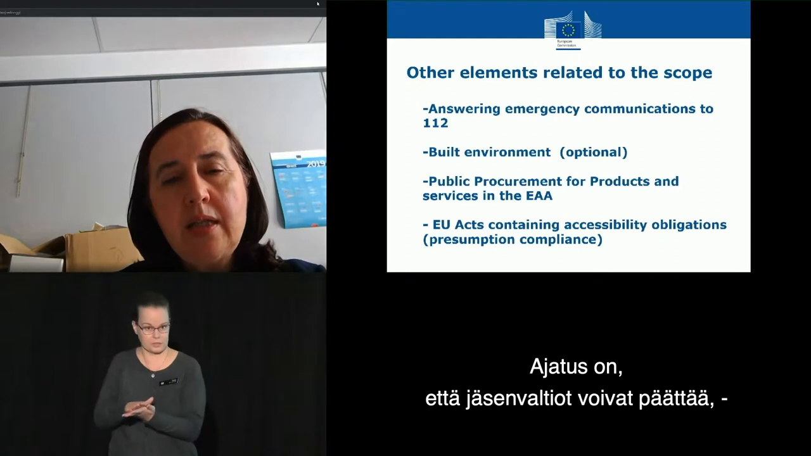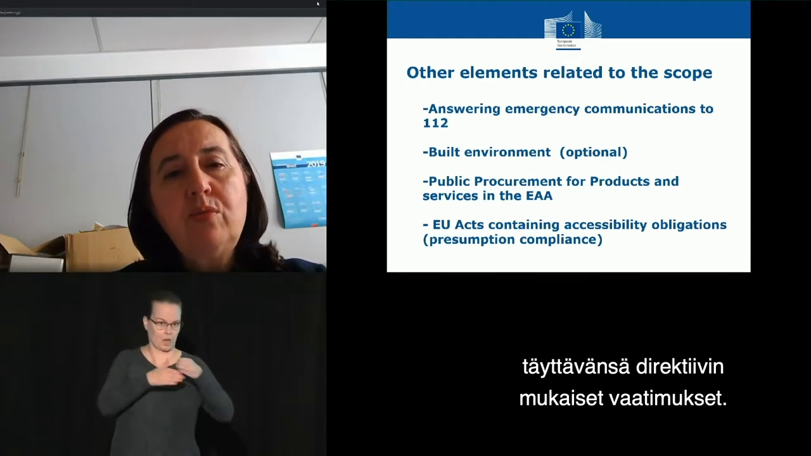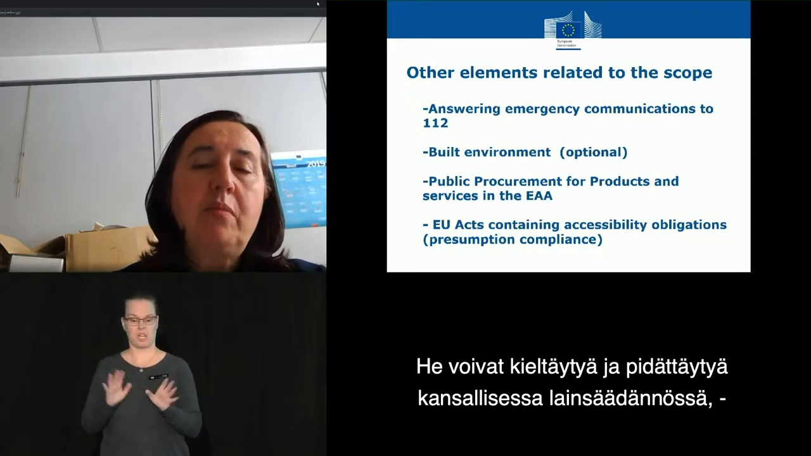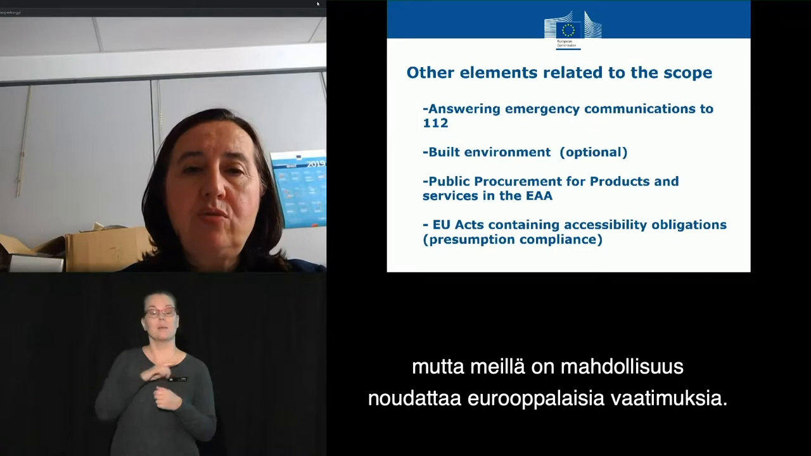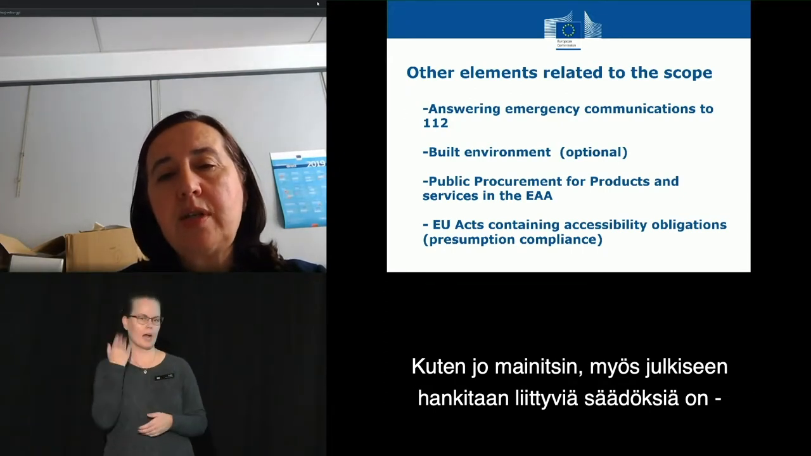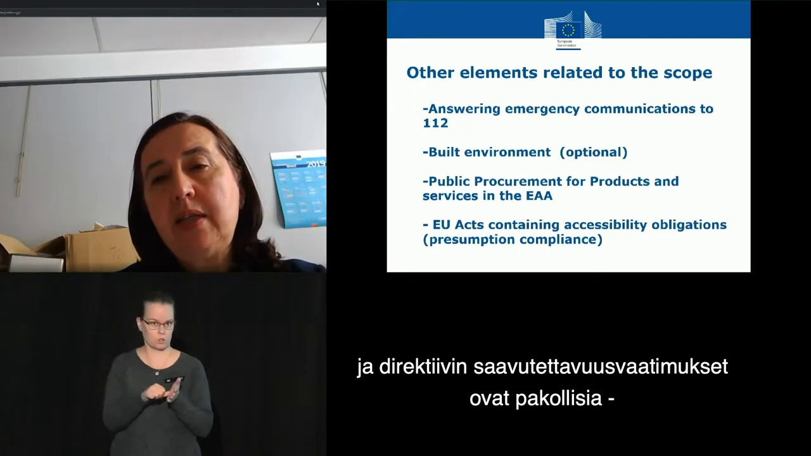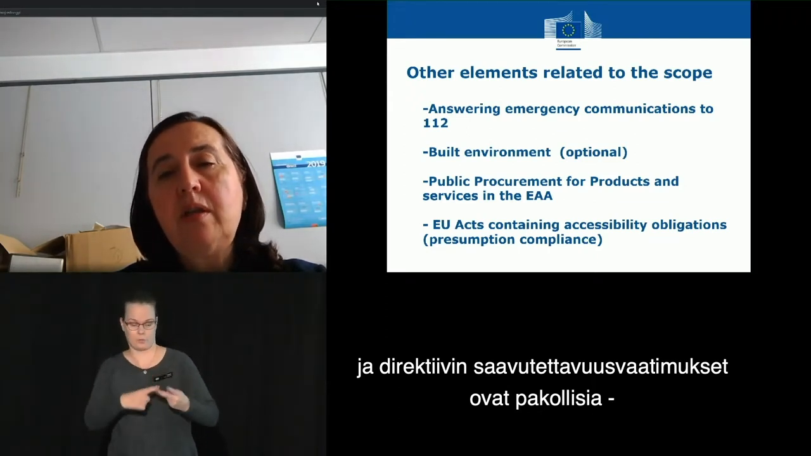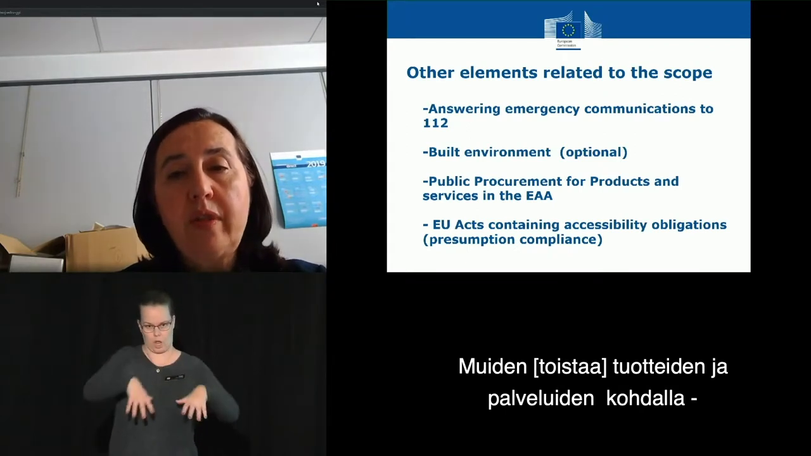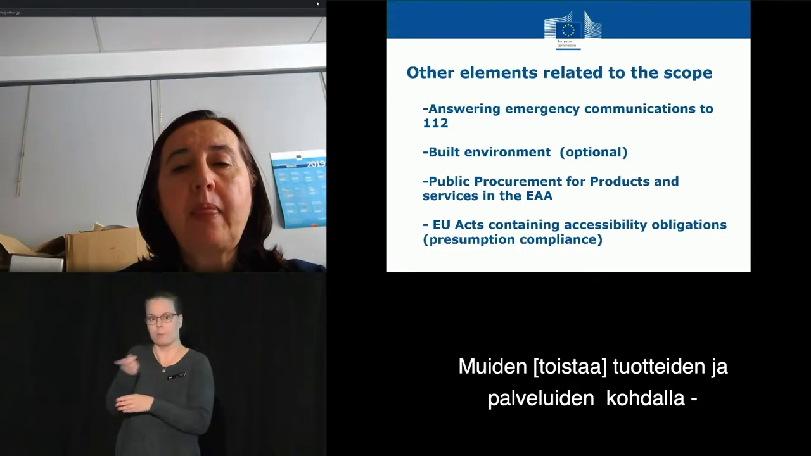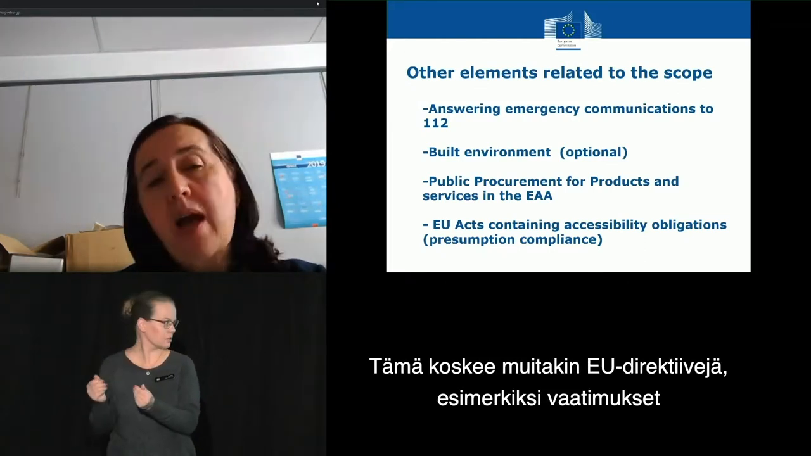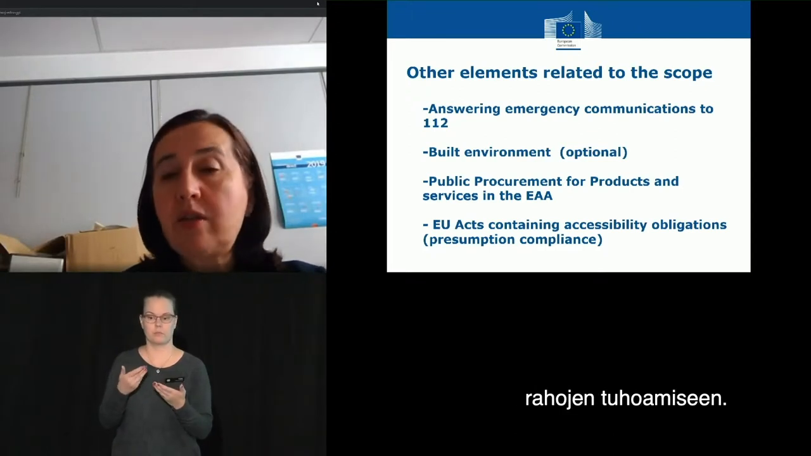There, the idea is that member states may decide to fulfill the requirements in the directive. They may say no and then keep national legislation, but we have the possibility for adhering to the European requirements. As I mentioned before, we have also provisions related to public procurement, and the accessibility requirements in the Act are compulsory for the products and services which are in the scope of the Act. But for other products and services, the procurement gets presumption of conformity. This is the same case for other EU acts. For example, take the obligations and the structural funds.